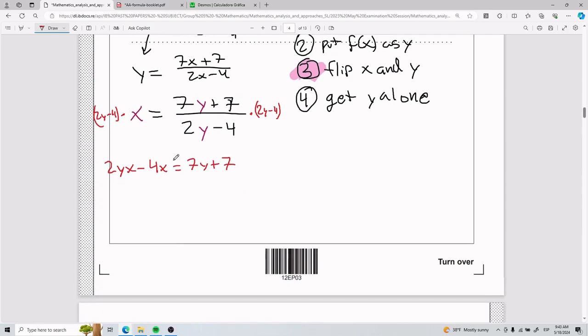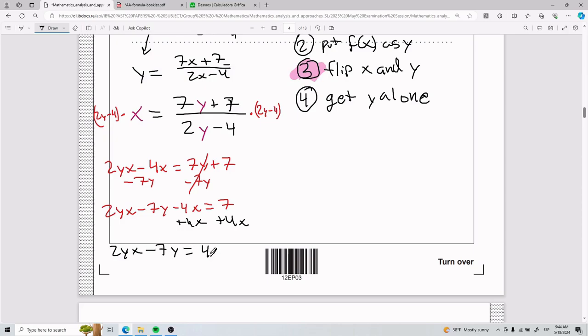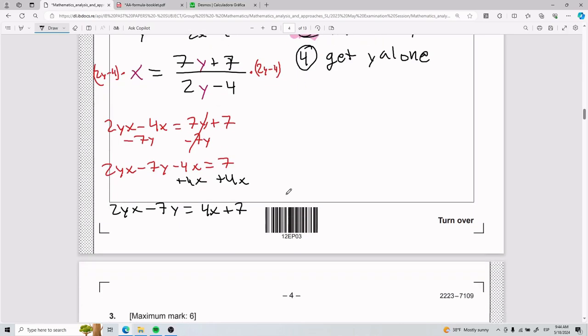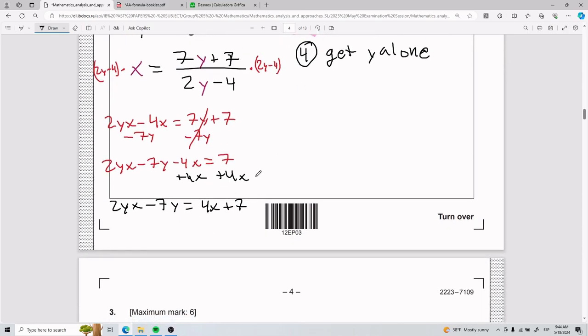Now, because our mission is to get y alone, put all the y's on one side. So I'm going to do minus 7y minus 7y. That means I end up with 2yx minus 7y minus 4x equals 7. And so now you want to get y alone, so you do plus 4x plus 4x. So 2yx minus 7y equals 4x plus 7.